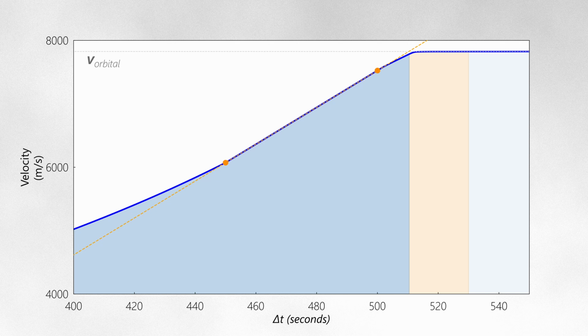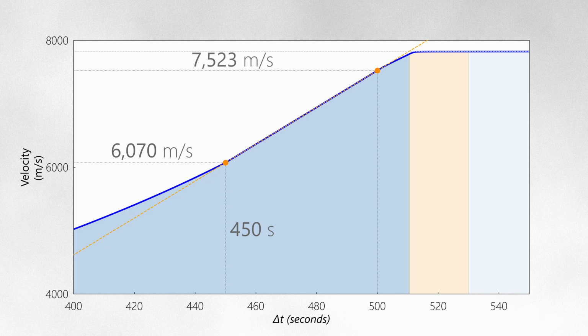Reading the values from the graph, the first point clocks a velocity of 6,070 meters per second at 450 seconds. And the second point clocks a velocity at 7,523 meters per second at 500 seconds. We can grab this data and head to the whiteboard.